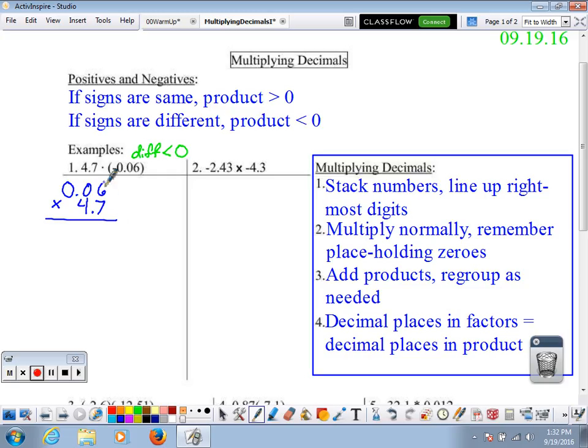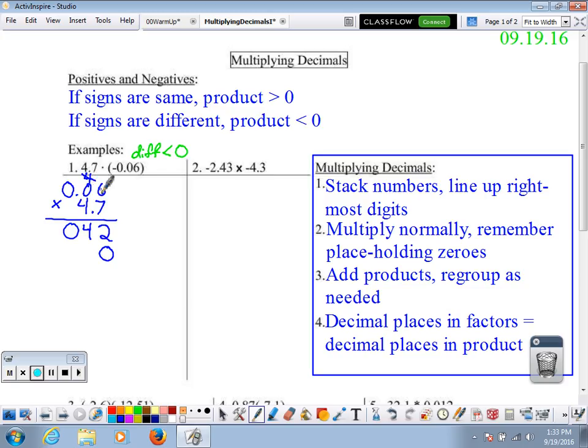Okay, so then I do 7 times 6 and I get 42. So I write the 2, I'll put the 4 up here. Then I'll do 7 times 0, which is 0. Plus 4 gives me 4. And 7 times 0 gives me 0. Now, before I can multiply this 4 through, I stack the numbers, I line up the rightmost digits. When I multiply normally, I need to remember those place-holding zeros. So I need to put a 0 underneath that too. And now I can multiply this 4 through.